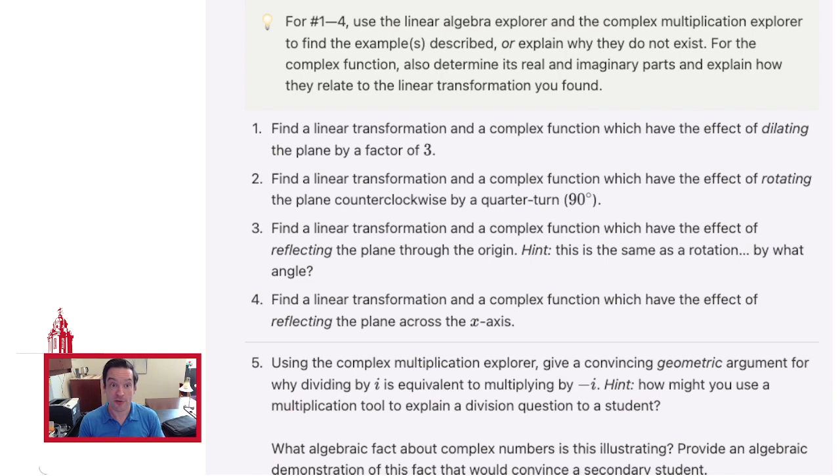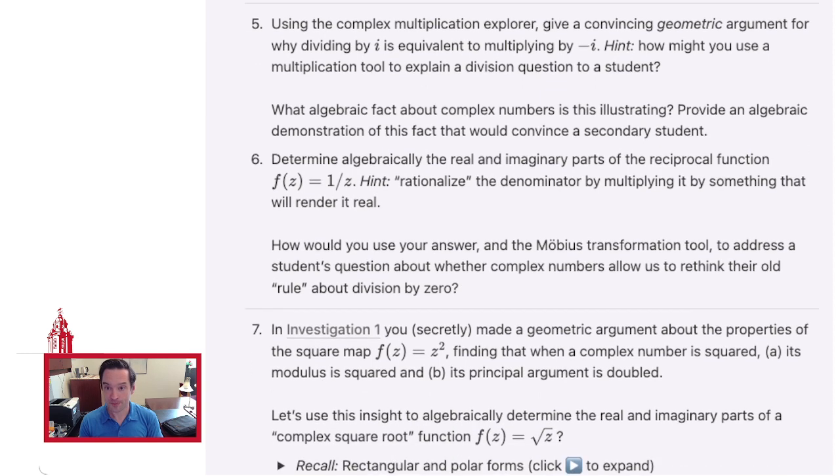So in the first battery of questions, I'm going to ask you about this relationship between linear algebraic functions in the real xy plane and complex functions on the other side. So how do we achieve dilation, rotation, reflection in a couple of different ways? Or are there some things that linear algebra functions can do that maybe complex functions cannot do? So that's the questions in 1 through 4.